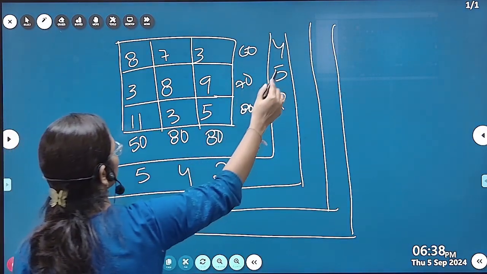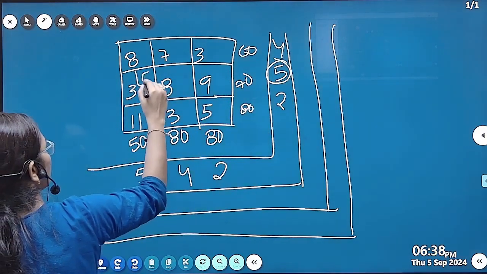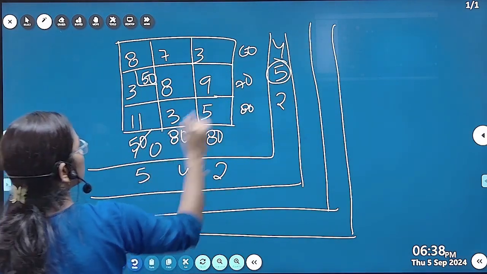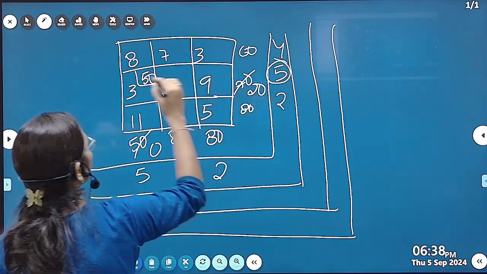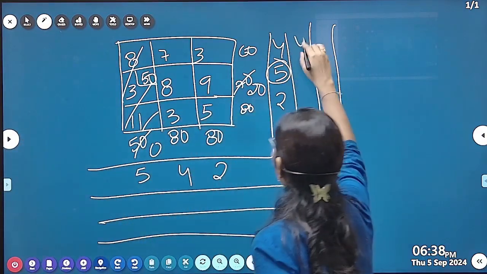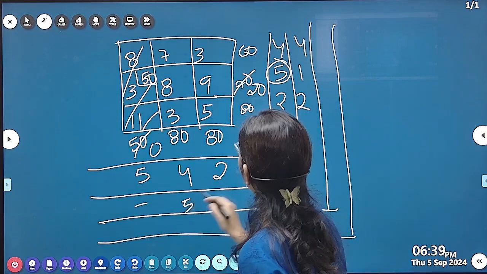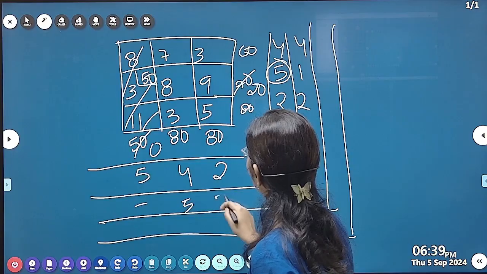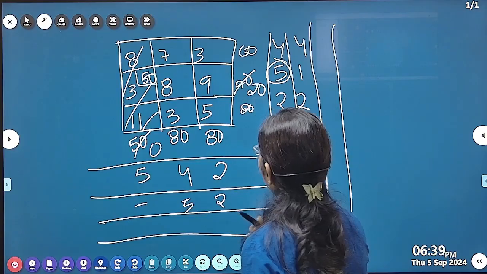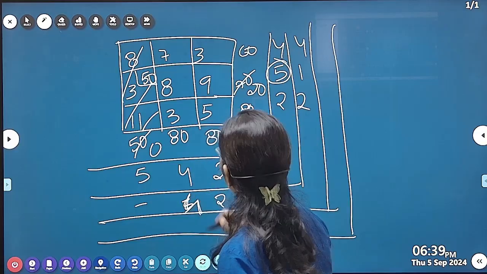So we'll choose from this point of view 5. So 5 here, that one only will get 50. So 0, 20. So this gets cancelled. Next here 4, 1, 2 and 5 and 2. Okay, sorry, here 4. Okay, 4.